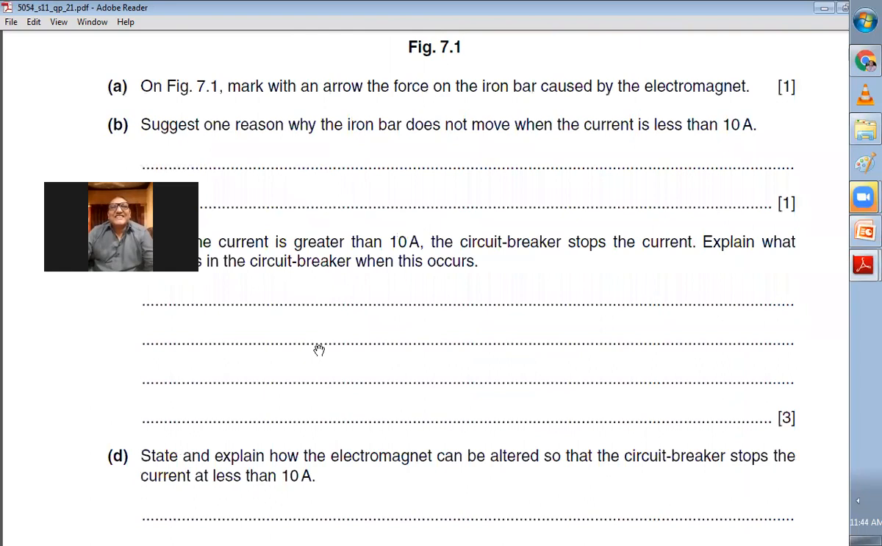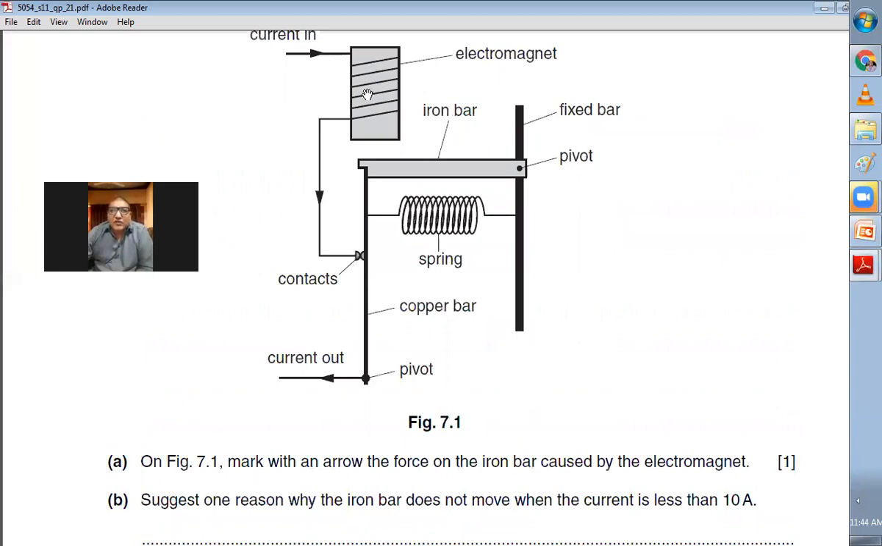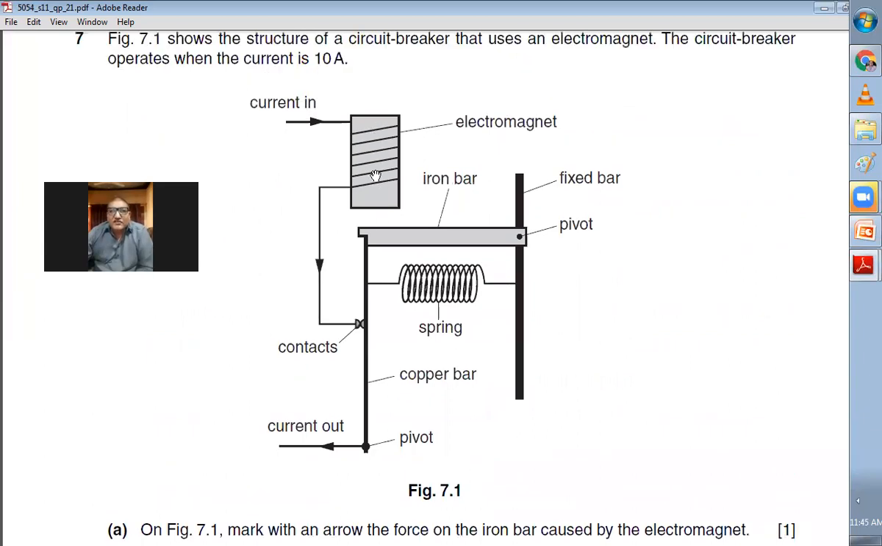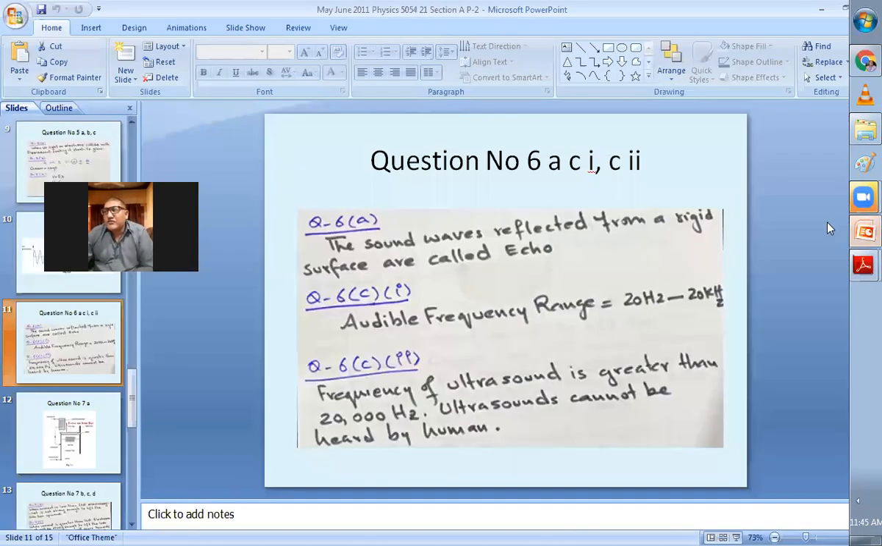So let's go to the question. He says, on Figure 7.1, mark with an arrow the force on the iron bar caused by the electromagnet. So you see when the current flows through this coil, this will become an electromagnet. This is the iron bar, which is made of iron, a magnetic material. So a force will be acting on this iron bar in the upward direction. I have shown this.